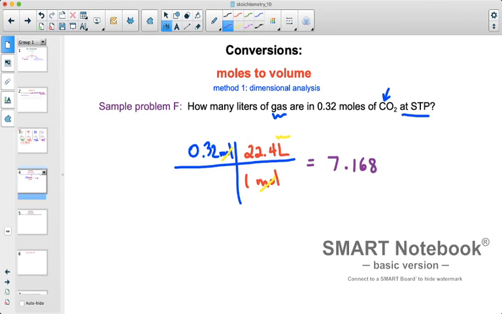Now we need to evaluate for sig figs. The digit that's given in the problem has 2 significant figures. So that means my answer must also be in 2 sig figs. So it always works the same way.